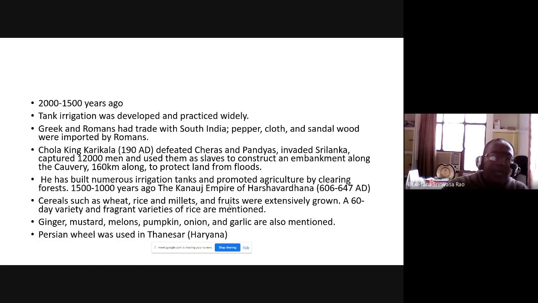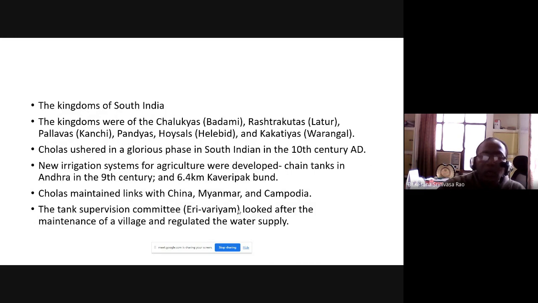and practiced widely. Greeks and Romans had trade with South India. Pepper, cloth, and sandalwood were imported by the Romans. So this is all the history of how agriculture came into existence. Then the kingdoms of South India were the Chalukyas, Rashtrakutas, Pallavas, Pandyas, Hoysalas, and Kakatiyas. They ruled South India in different periods.